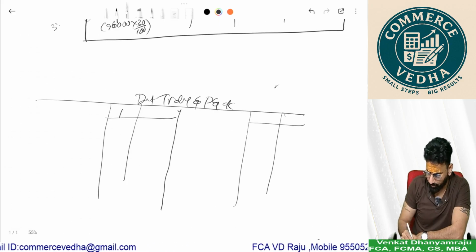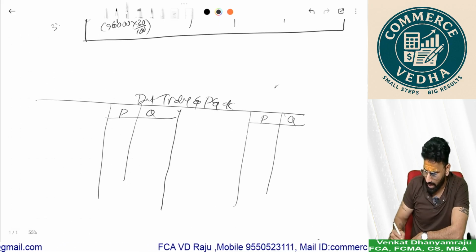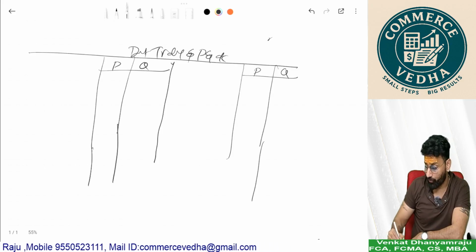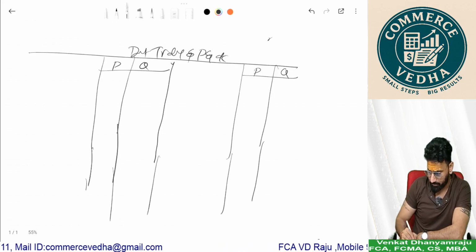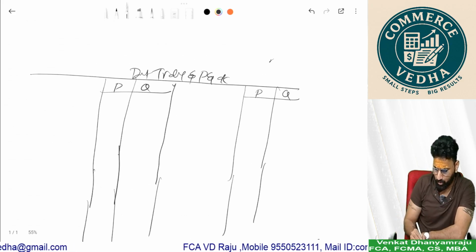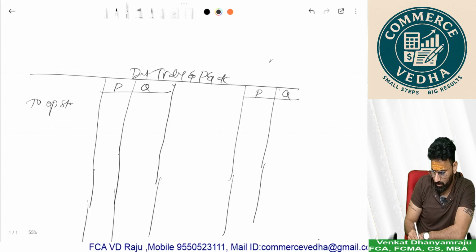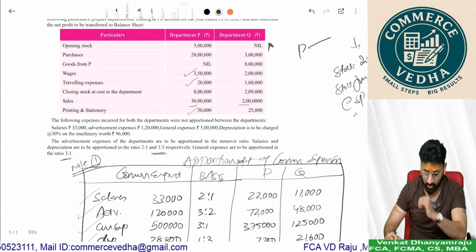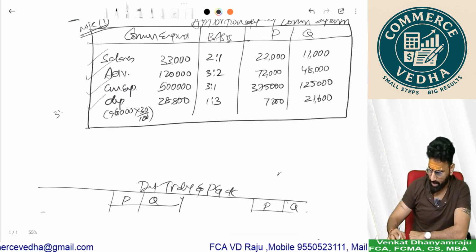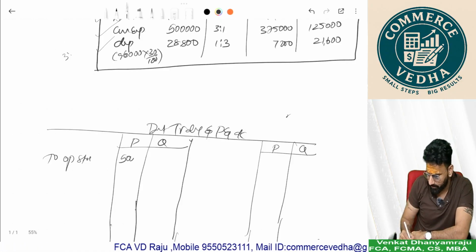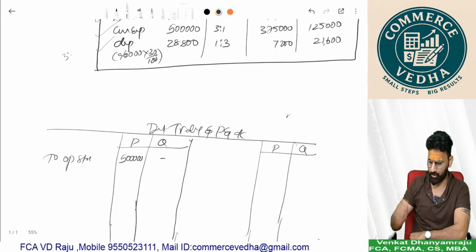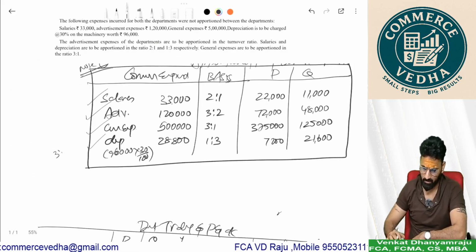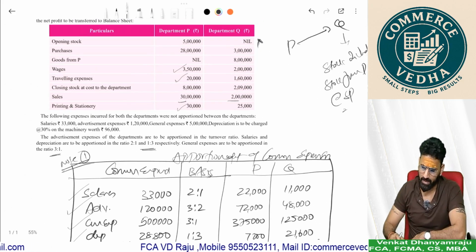Right. So, P, Q. As we are going on a fast track quickly, I'm not focusing on the format. You should focus on the format in the examination. Now, to opening stock. Which department has opening stock? Only department P has opening stock 5 lakhs. Q no opening stock. Purchases. Yes. 28 lakhs and 3 lakhs.